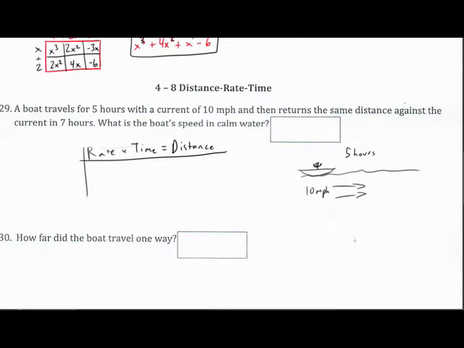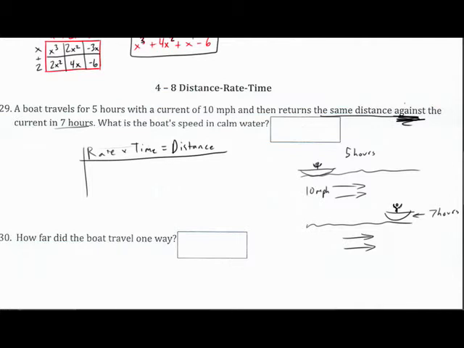So going the opposite way, let's draw another picture. When he is going the opposite way, the current is still pushing this way, but he's traveling the same distance against the current, and it took him 7 hours to travel against the current. So he's going this way, and it took him 7 hours. What is the boat speed in calm water?